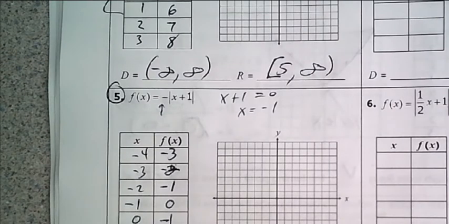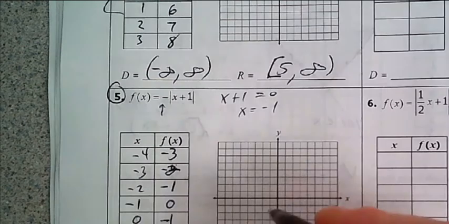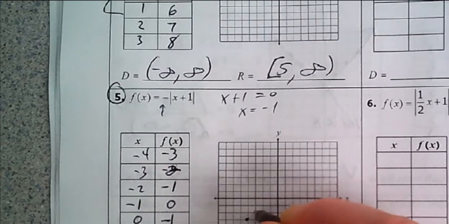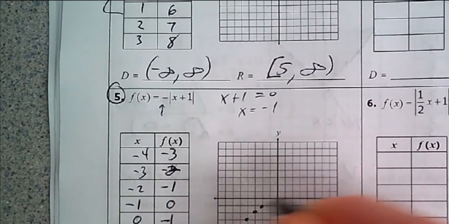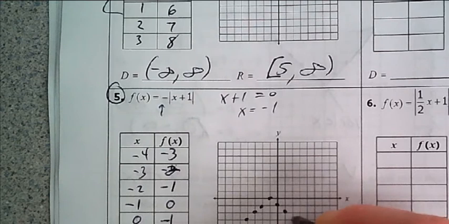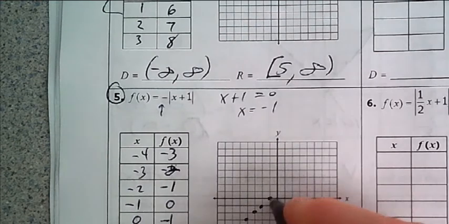Okay, now we graph it. Negative 4, negative 3; negative 3, negative 2; negative 2, negative 1; negative 1, 0; 0, negative 1; 1, negative 2; 2, negative 3. It's facing down.